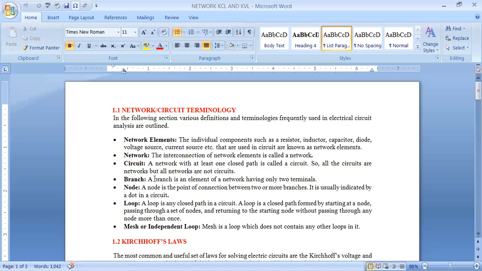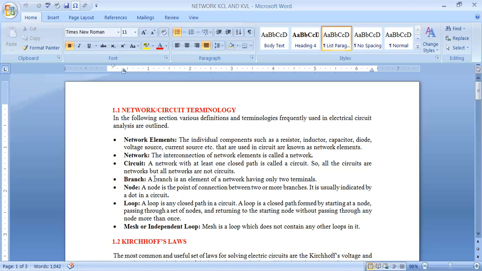Mesh is an independent loop. A mesh is a loop which does not contain any other loops. See, there is a difference between a loop and a mesh. A mesh is a closed path that cannot be divided; we should not break it into smaller loops. A loop is just a closed path.